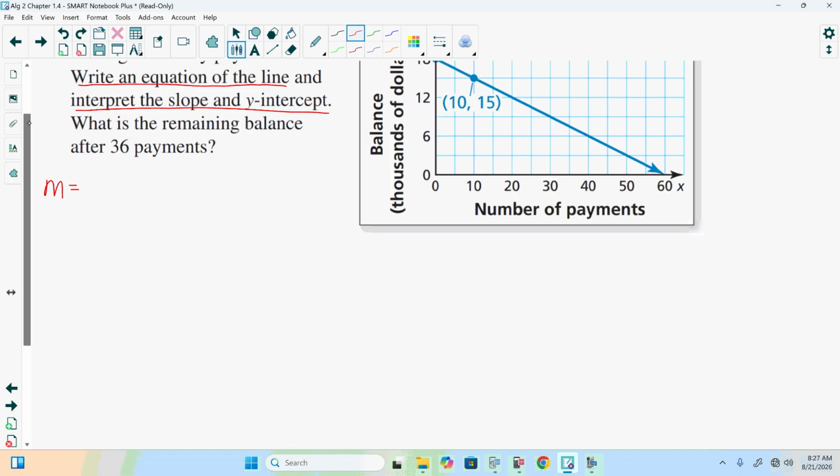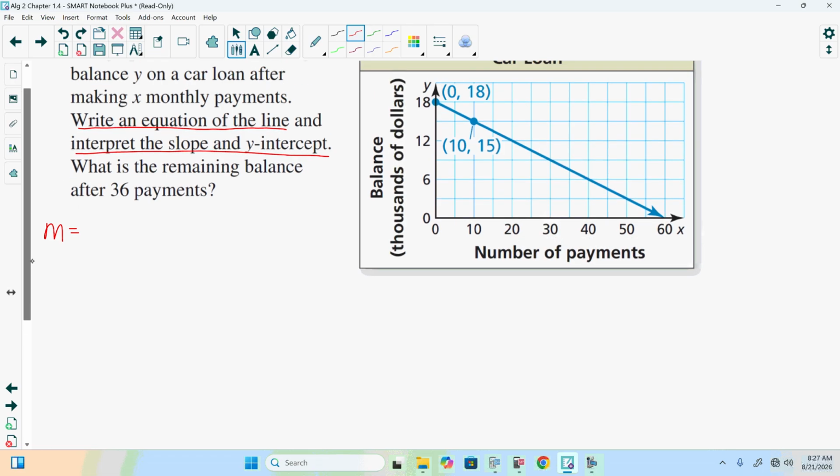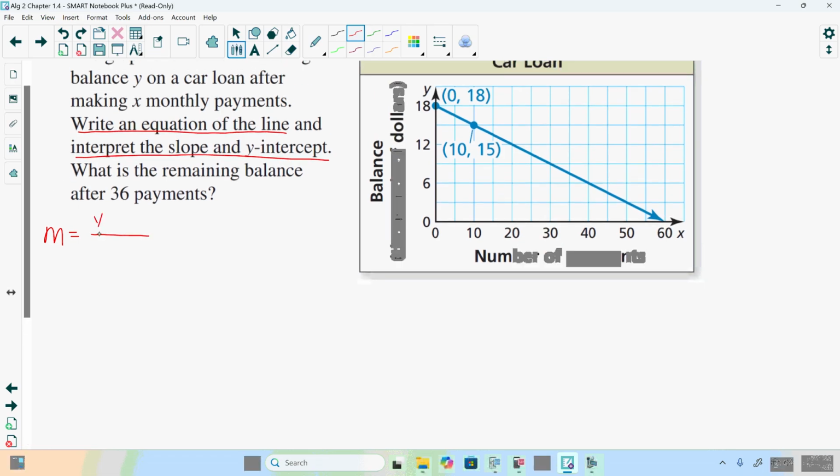Slope, yes? Y2 minus Y1 over X2 minus X1. This is the straight form we use, yes? What's our Y value? Or one of the Y values they gave us? Yeah, we can use 18.